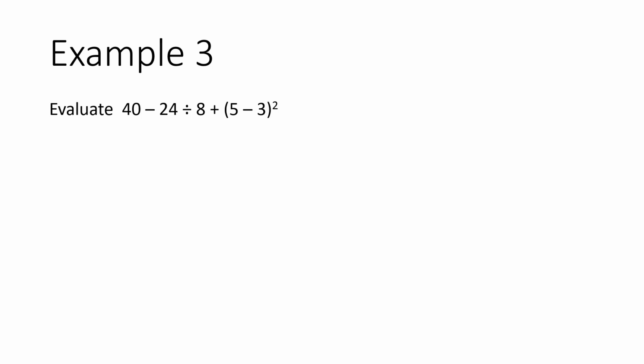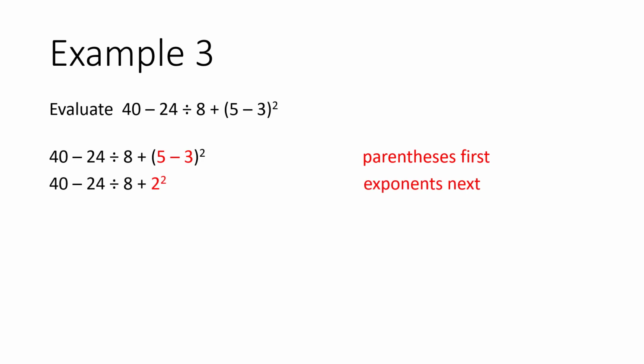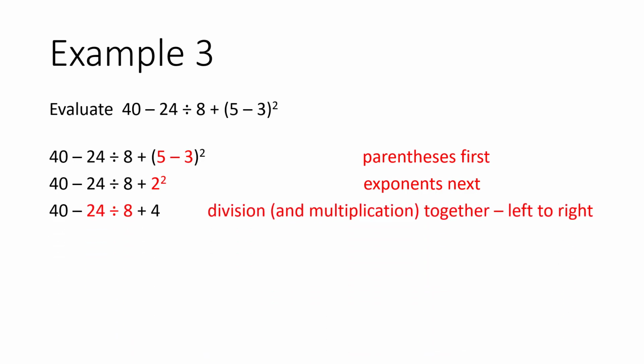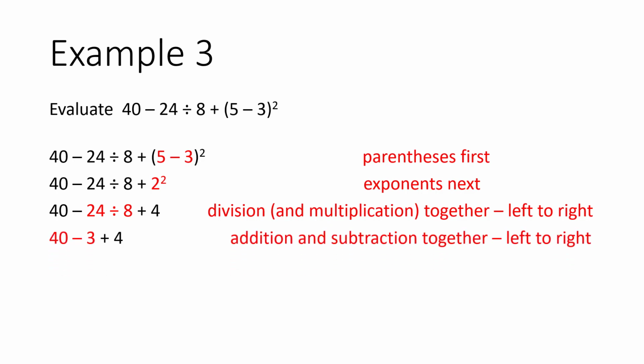So in this problem, we do the parentheses first. The 5 minus 3 is what we need to do first, and 5 minus 3 is 2. And so now we're going to move on to the exponents and think about 2 squared. So that gives us 4. And our next step is to do the division. Since there's no multiplication, we only do division here. Left to right, so 24 divided by 8 gives us 3.